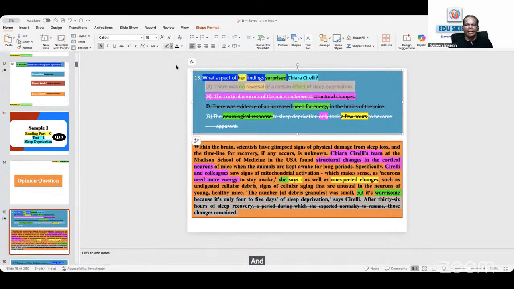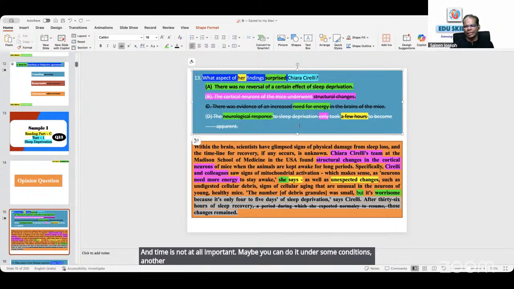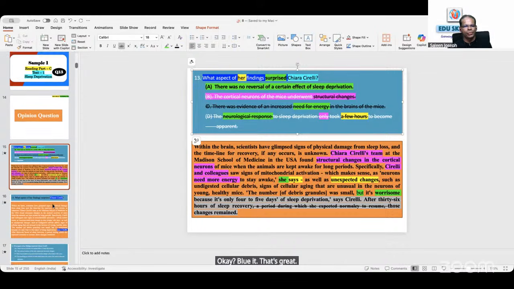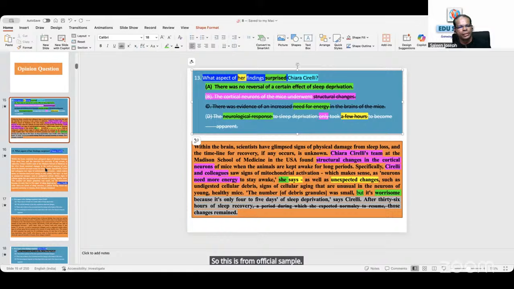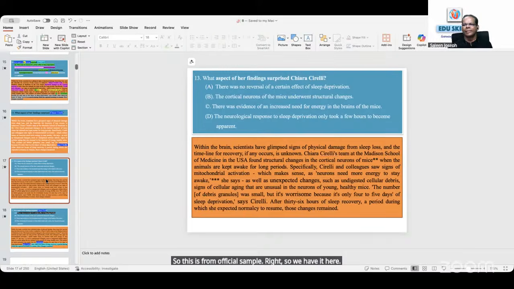And in the initial stages, I repeat, your score is not at all important, and time is not at all important. Maybe you can do it under exam conditions another time. But after that, take time. Maybe take one paragraph and sit for one hour. Do it. That's great. So this is from an official sample. So we have it here.